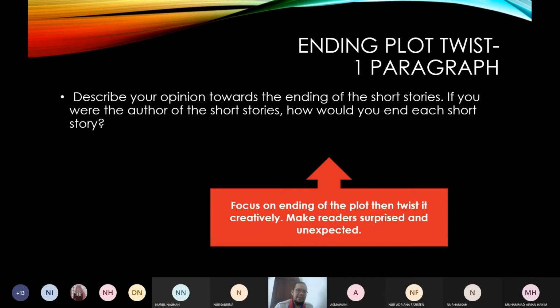So this is actually the time for you to show your creativity. How do you twist the plot and focus on the ending? Macam mana you nak buat ending tu lebih menarik, lebih plot dan lebih twisted. Okay, lebih twisted.